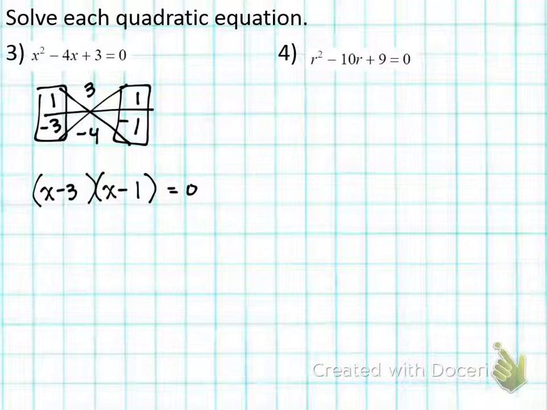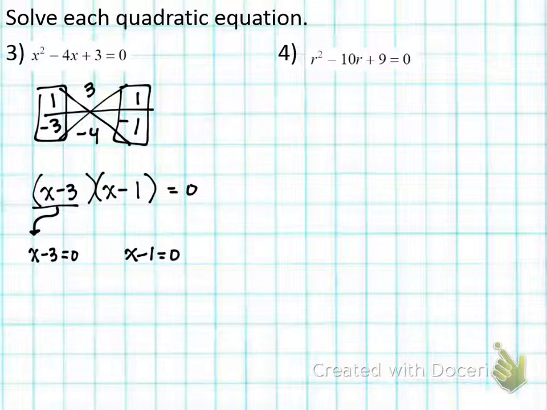Okay, you guys all writing this down, right? So what's the first equation I should write down? X minus 3 what? Equal to 0. And then what's the next equation I would write? x minus 1 equals 0.